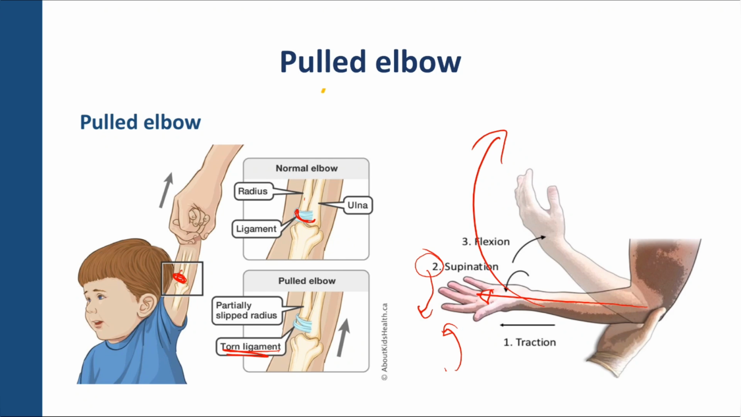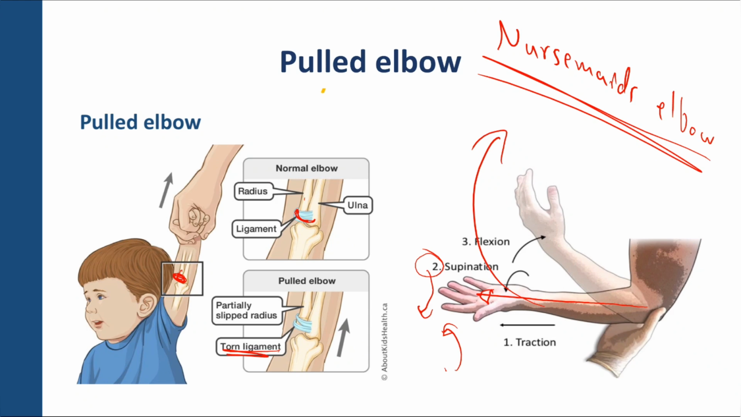Call it hyperpronation. There is also another name for that, call it nursemaid's elbow. It is a very common one. All of you can reduce this type of injury. No need for an x-ray, or even if you send for an x-ray, it would be normal. The diagnosis is usually made clinically by history.